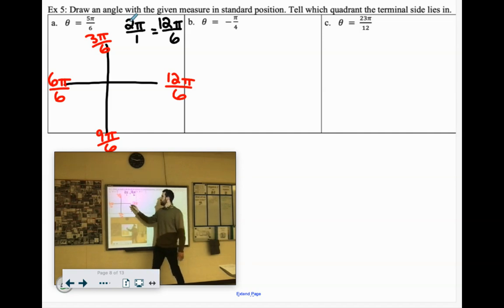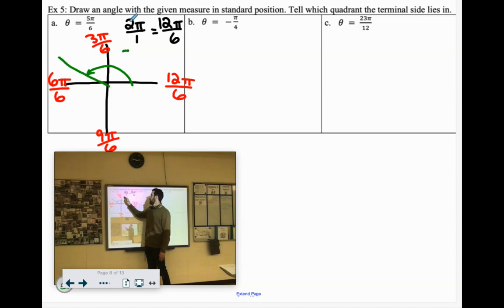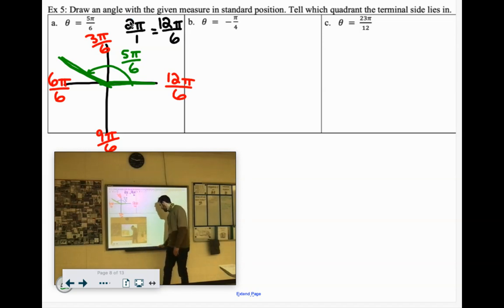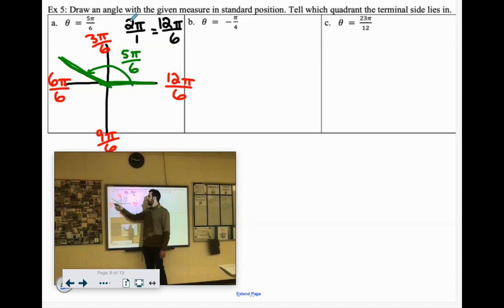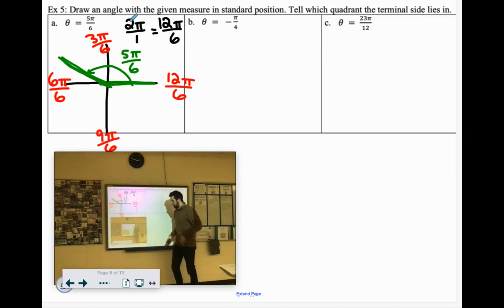So 5 pi over 6, let's see. 1, 2, 3, 4, 5-ish. This would be your 5 pi over 6. Now eventually, you're going to have to find the reference angle for this. So if you know that it's going to give you the 180 degrees, and that's 6 pi over 6, and you're already 5 pi out of the 6 there, that would just leave a reference angle of 1 pi over 6. That's where we're going. We're not there yet. But keep that in mind for later.